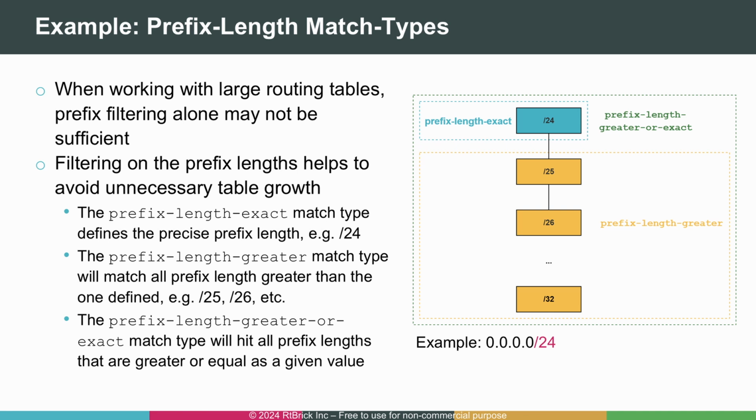There are several match types for this. Prefix length exact matches all routes that have the exact same prefix length, like /24. Prefix length greater matches all prefixes that are more specific, like /25, /26, and so on. And finally, prefix length greater or exact combines the two, it matches both the specified prefix length and anything longer.